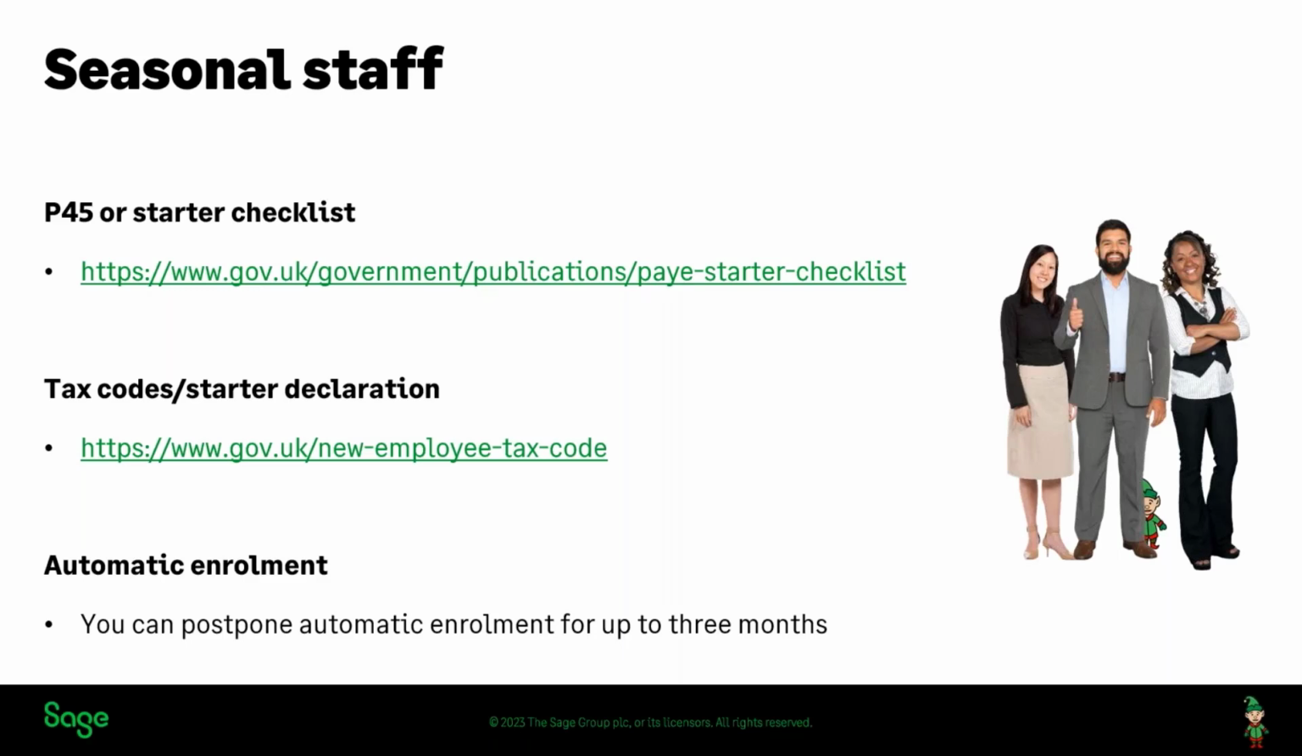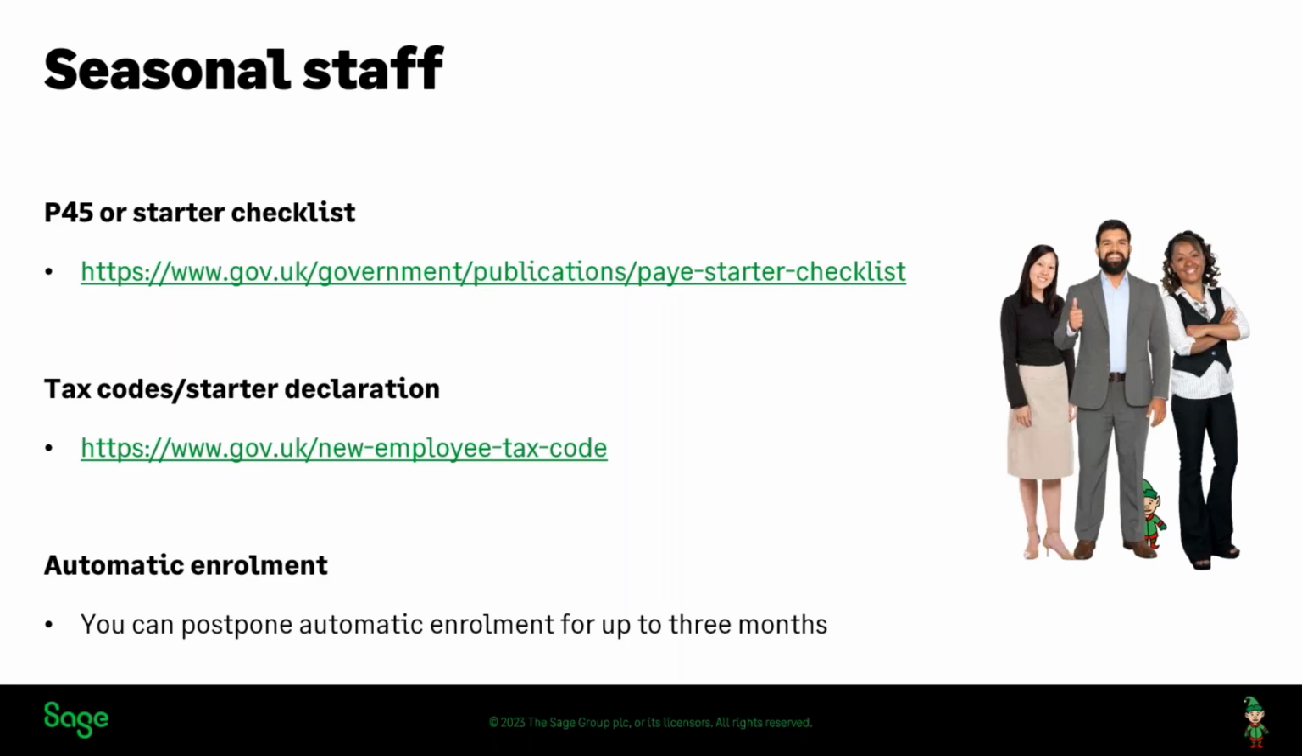The other point just to mention is that under automatic enrolment rules, your employee may be eligible to be auto-enrolled into a pension scheme. However, if they're temporary staff, you do have a choice as an employer to postpone their automatic enrolment for a period of up to 3 months from the date they became eligible. So that's something to consider. You can manage postponement using our pensions module, if you record the details that way, or you can postpone them manually and send them one of the pension regulators' template letters.